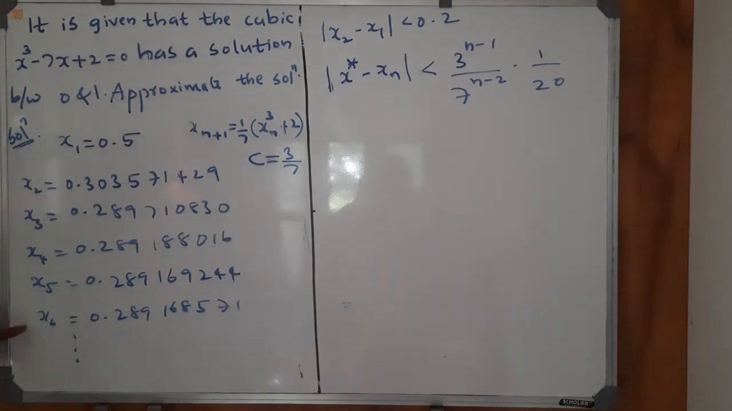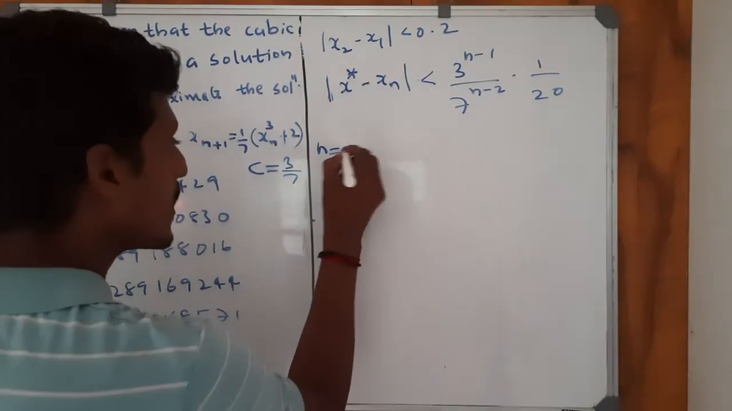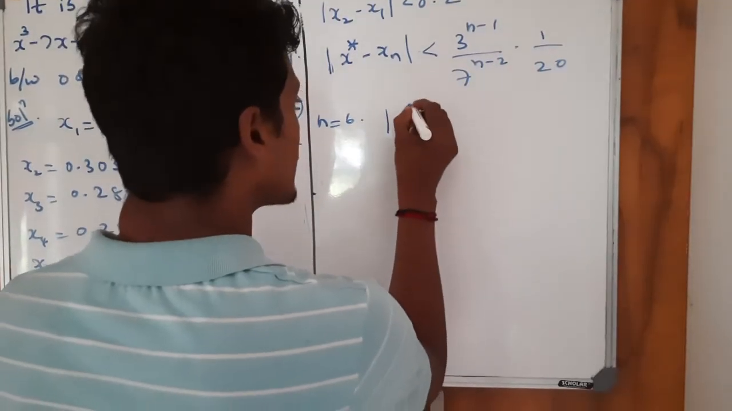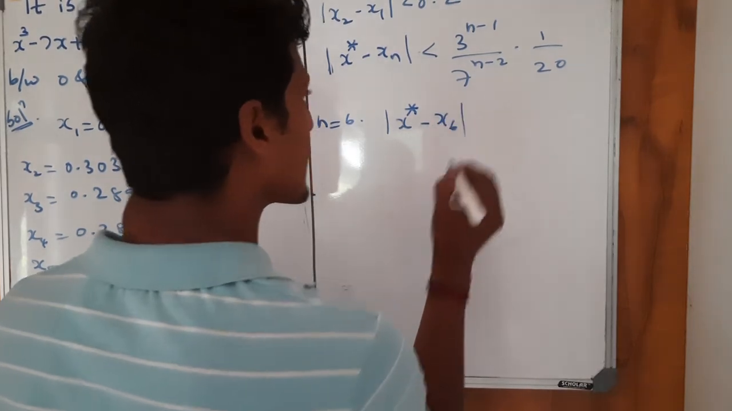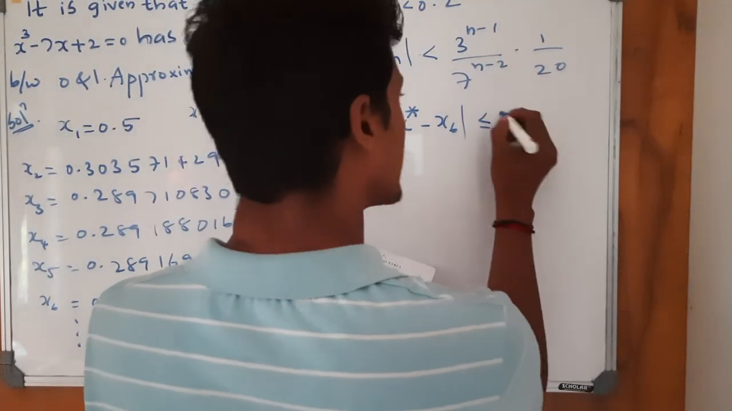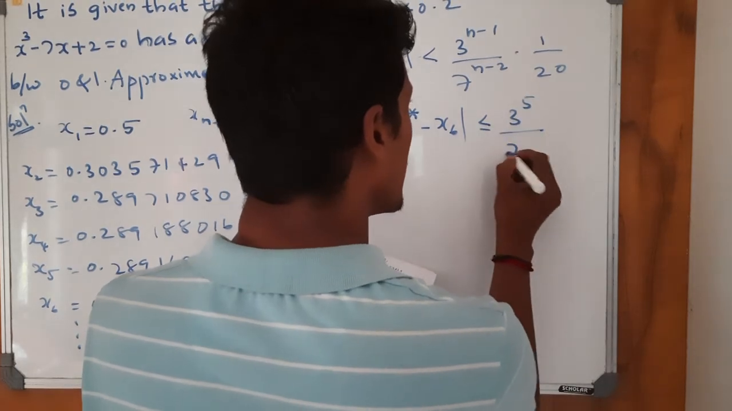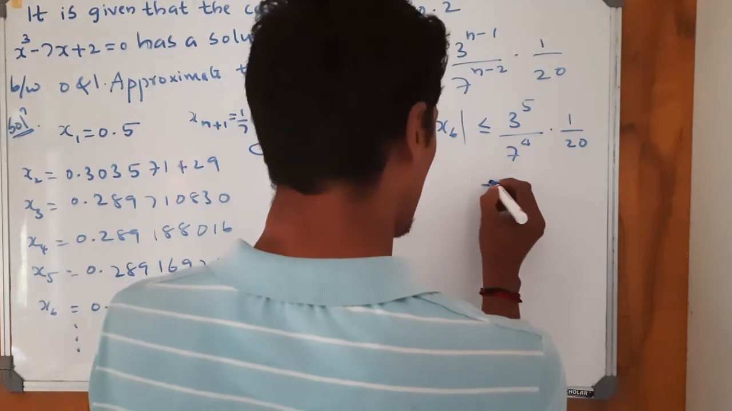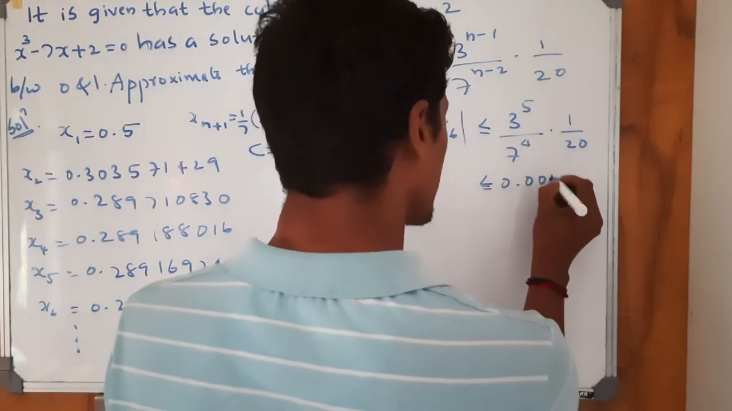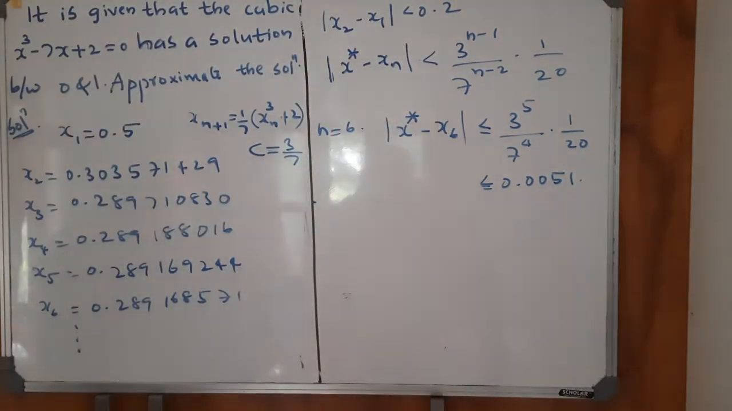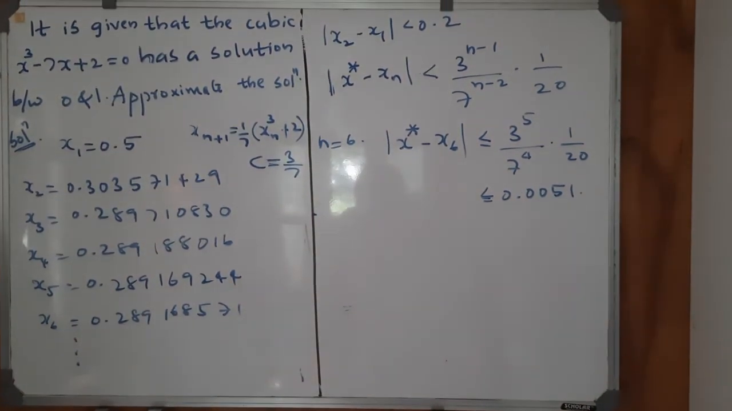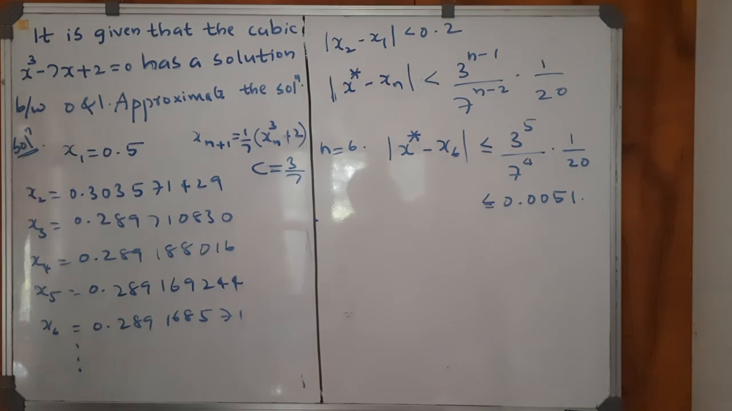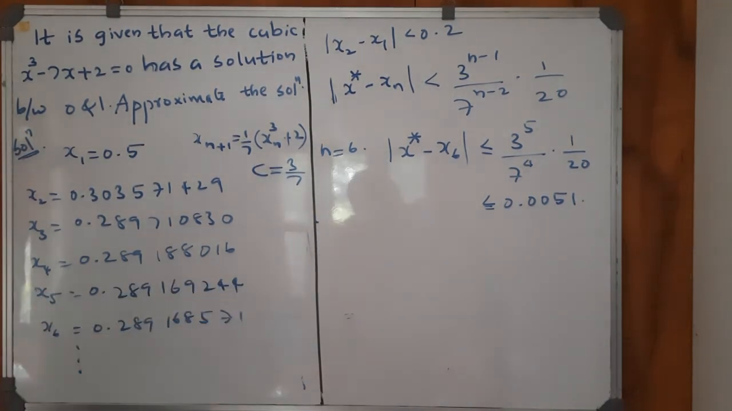So we have calculated up to x6. If I put n equal to 6, I will get modulus of x star minus x6 is less than or equal to 3 raised to 5 divided by 7 raised to 4 into 1 by 20. So this is less than or equal to 0.0051. This means that x6 approximates at least the first 2 decimals of the limit. But the actual approximation is substantially better than this.